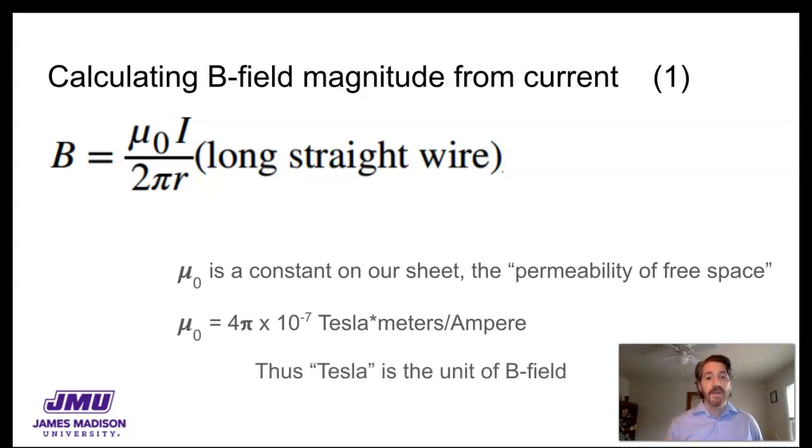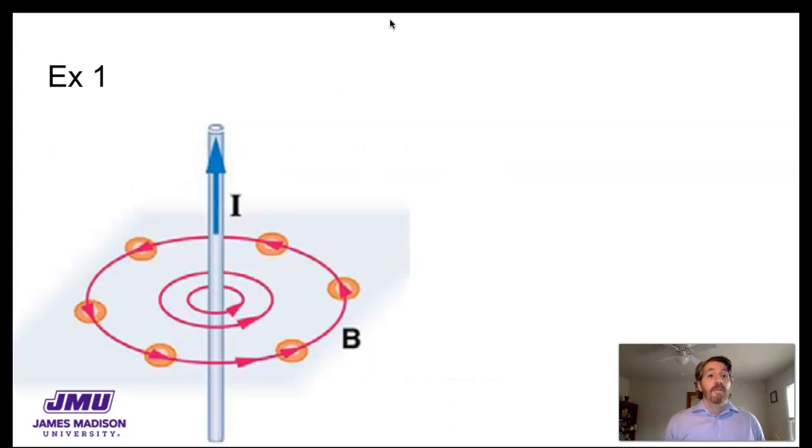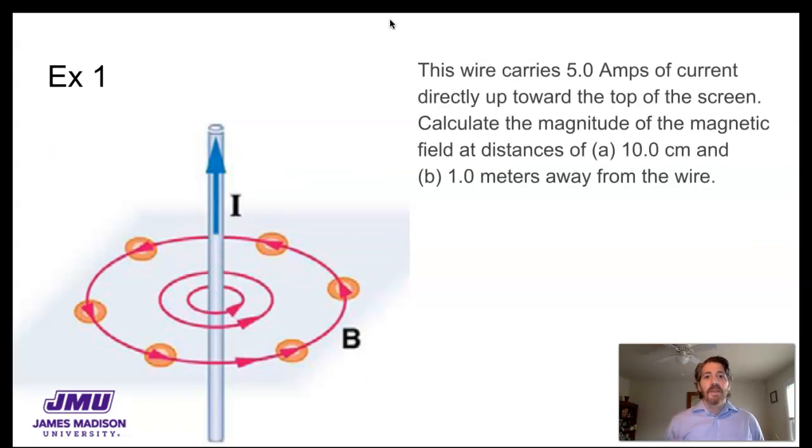Mu naught, the value is 4 pi times 10 to the minus 7th, and the units are teslas times meters per ampere, which indicates that the unit of magnetic field is the Tesla. Again, that's how to calculate the magnetic field around a long straight wire. For example, this wire carries 5.0 amps of current directly toward the top of the screen. Calculate the magnitude of the magnetic field at distances 10 centimeters away and 1 meter away from the wire. The reason we have two different distances here is to emphasize that the r in the equation does matter, and the farther away you get from the wire, the weaker the magnetic field will be.